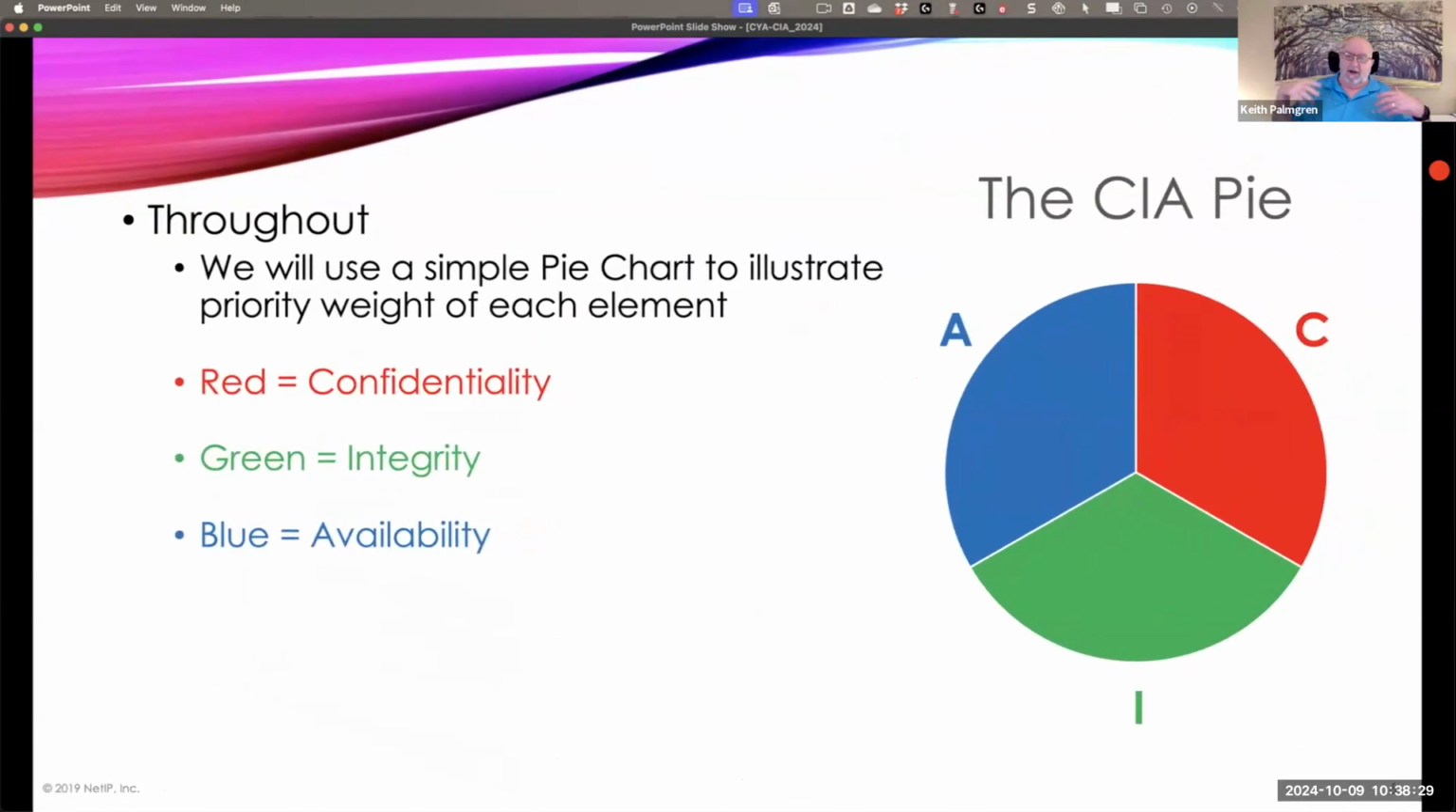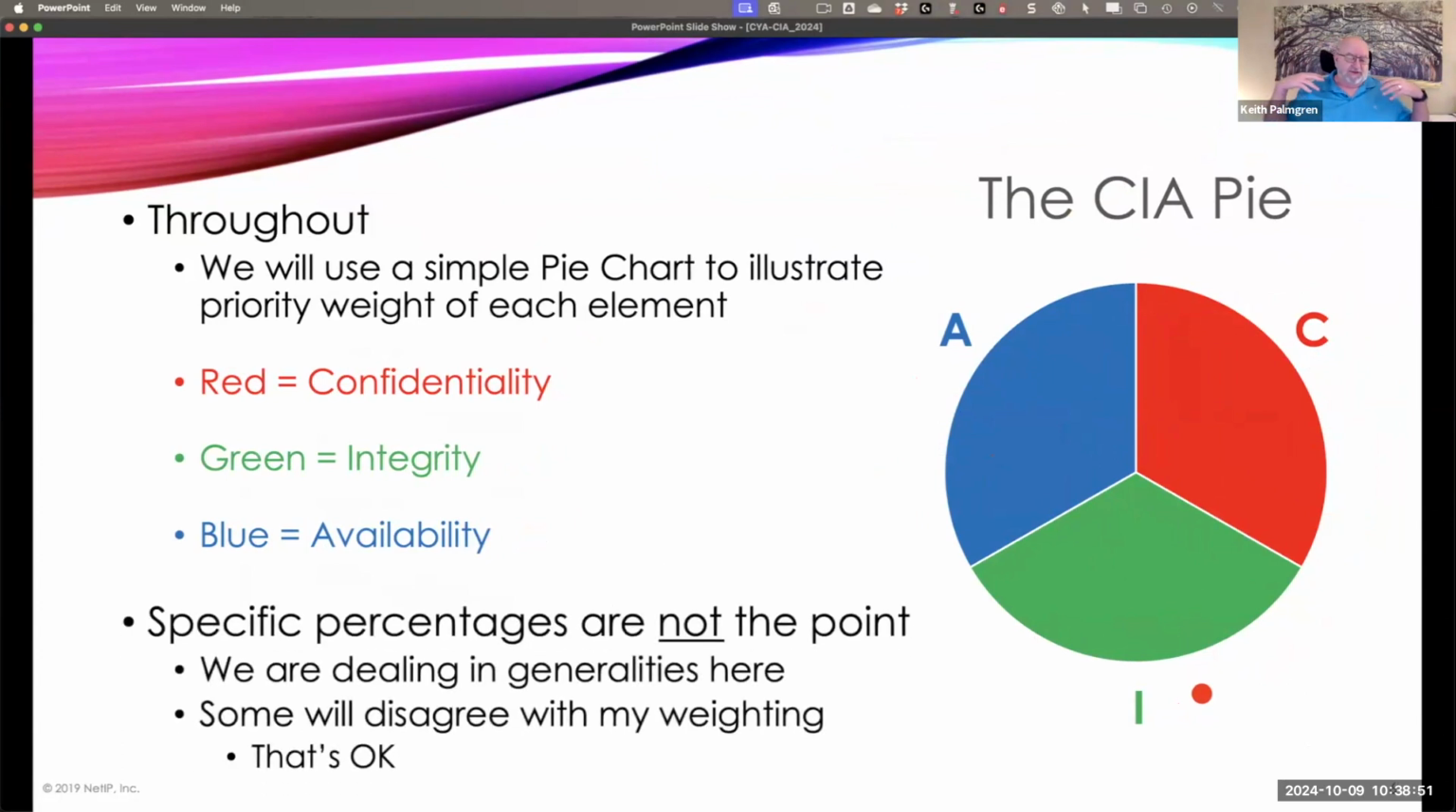Now, for this, I'm going to use this little pie chart here, okay? And I'm going to bend and move this around and so on. The blue area is going to be for availability, the red area is going to be for confidentiality, and the green area is going to be for integrity, okay? And like I said, I'm going to change the size of these slices of the pie as we move along. But the specific percentages, that's not the point here.